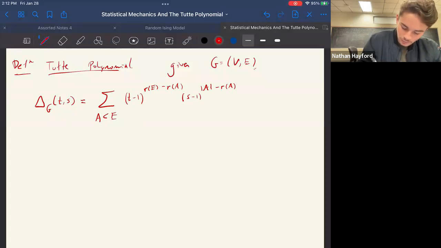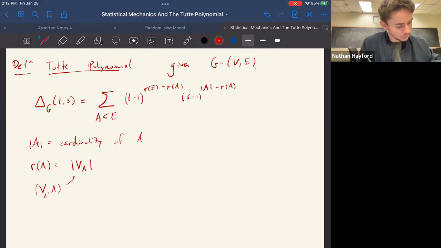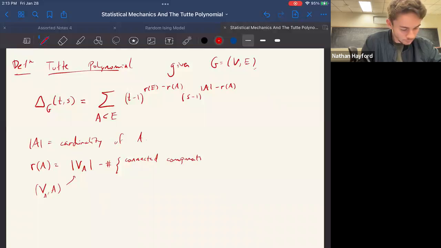So what are all these things? Well, the size of A is just the cardinality. And R of A, and respectively R of E, where A is a subset of edges and E is the whole set of edges, is the size of the vertex set associated to this subgraph. So consider the graph formed by taking all the vertices that are included in A and the actual set of edges, the size of that vertex set, minus the number of connected components.